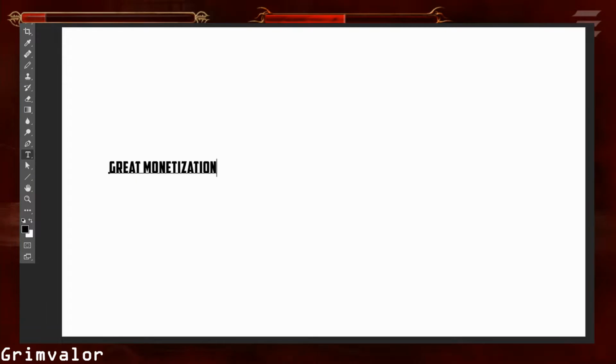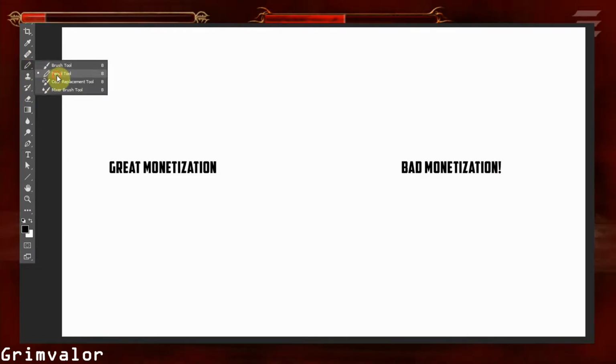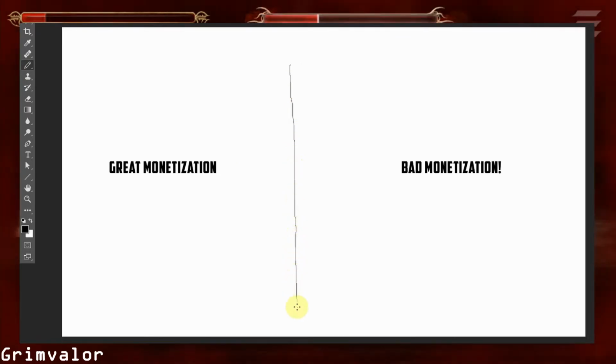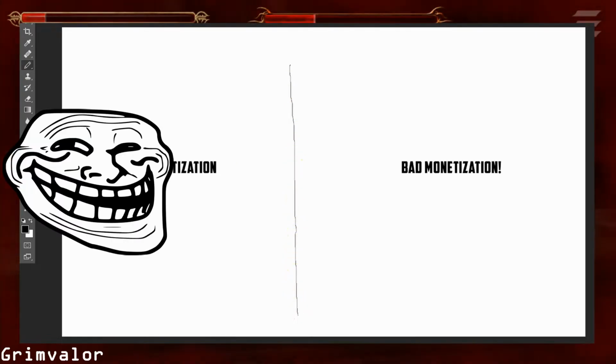If we've got great monetization over here on the left side, and then we have bad monetization over here on the right side, what I like to do is grab the pencil tool over here in the sidebar of Photoshop, and then I like to just draw, and follow closely now, from the top all the way to the bottom. And then just like that, we've now drawn the line, ladies and gentlemen. Here's the solution to mobile gaming monetization.